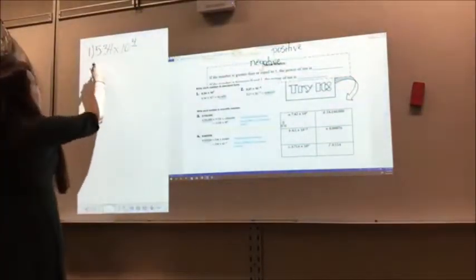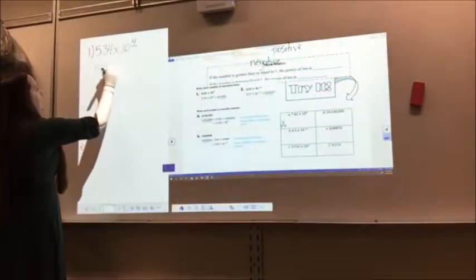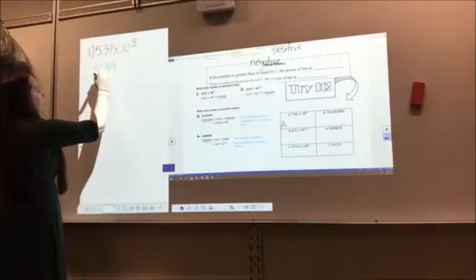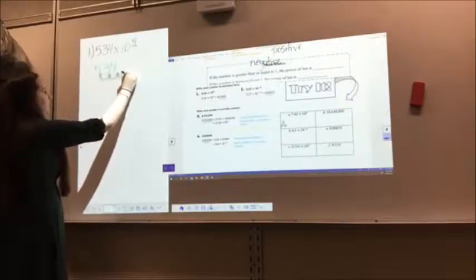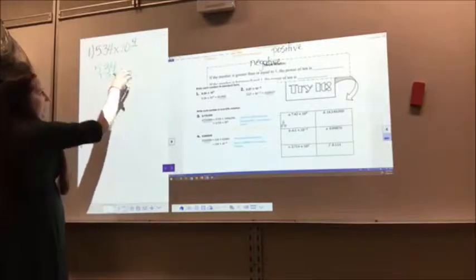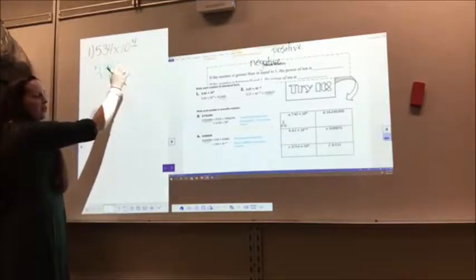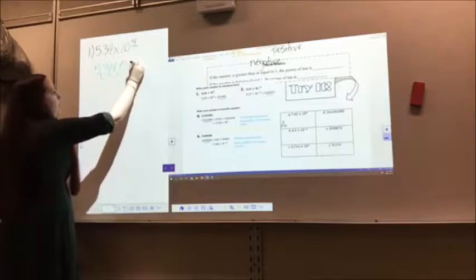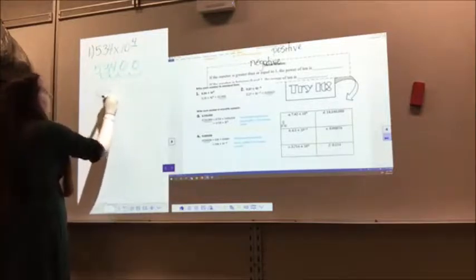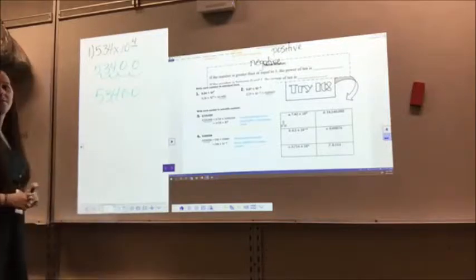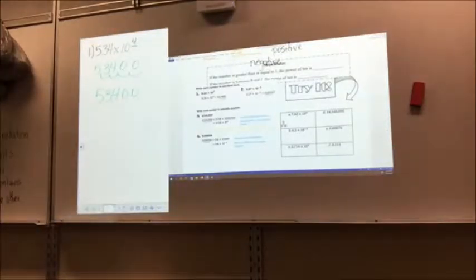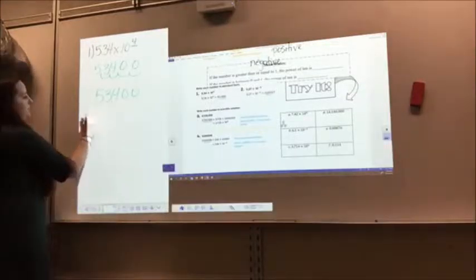So I have 5.34, and I want to move my decimal 4 places. 1, 2, 3, 4. I have a couple of blanks here. In those blanks, I'm going to fill in with zeros. So I have 53,400.